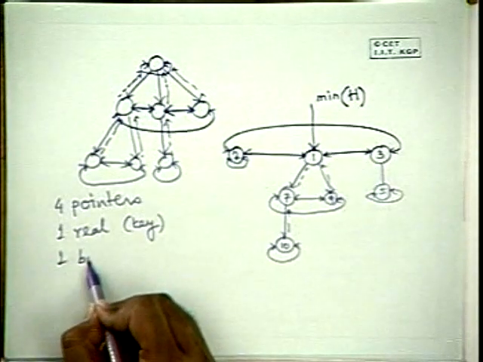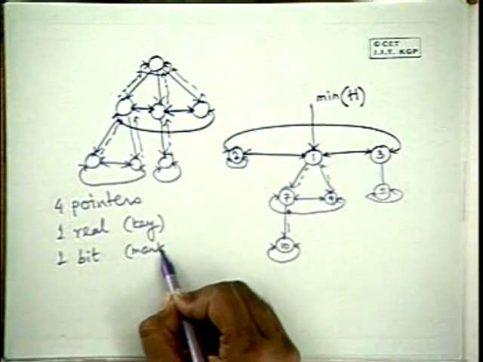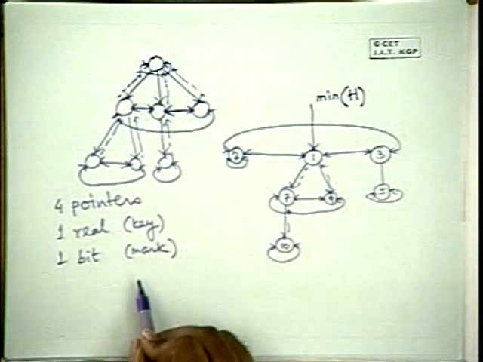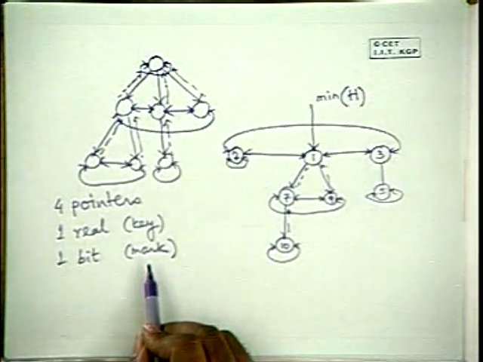Then we will see, this will be used later, one bit which is called the mark bit. Some of the nodes in the Fibonacci heap will be marked in our operations. So how do we mark? Using this mark bit. As we proceed, we will see what is the use of this marking.